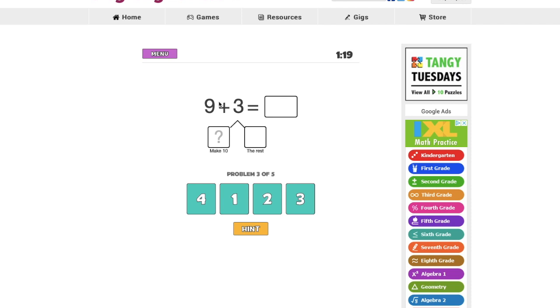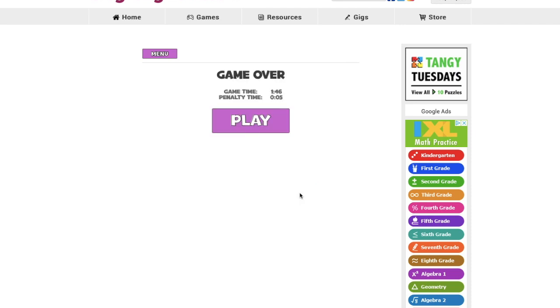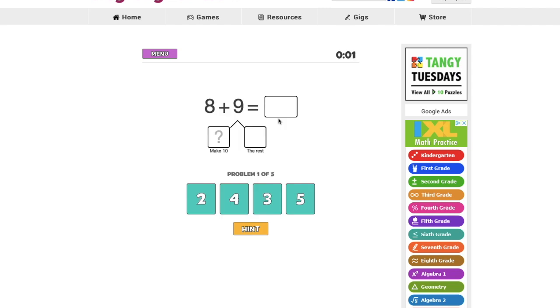Okay? So make 10, I'm going to break up the 3 into a 1 and a 2. So I know that 9 plus 1 is 10, and 10 plus 2 is 12. All right, so now I'm going to break this up into a 2 and a 4, and I know that equals 14. Okay, so I'm going to break this up into a 1 and a 1 because 9 plus 1 is 10, 10 plus 1 is 11. Okay, so I remember I got 5 seconds of penalty time because I asked for a hint. Okay, all right, so we're playing this again.